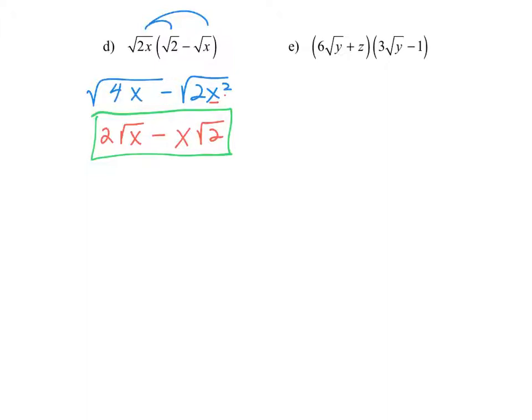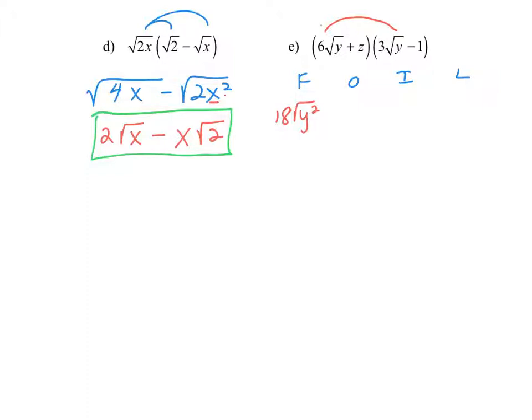In example E, we're going to use the FOIL method to multiply the binomials with radicals in them. So we'll use the first, outer, inner, last, since we're multiplying a binomial times a binomial. When we multiply the first, we can multiply 6 and 3 together to get 18, and radical y times radical y is radical y squared, which we'll be able to simplify in the next step.